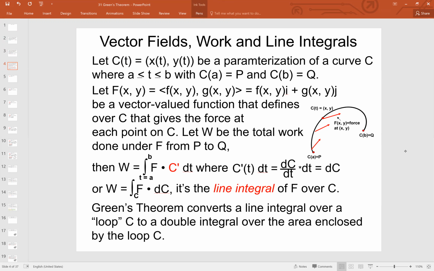And what does Green's theorem say? Green's theorem says if this is a loop, that is, the point P and point Q are the same point, and provided some conditions, then this line integral can be converted into a double integral. A double integral over what? Over the region that's enclosed by the loop.